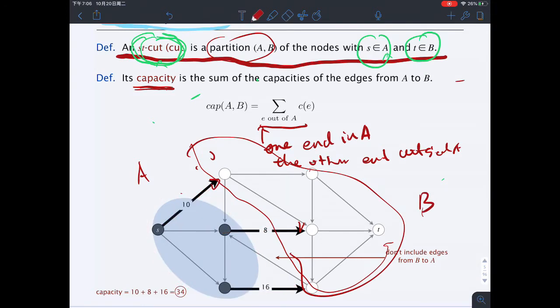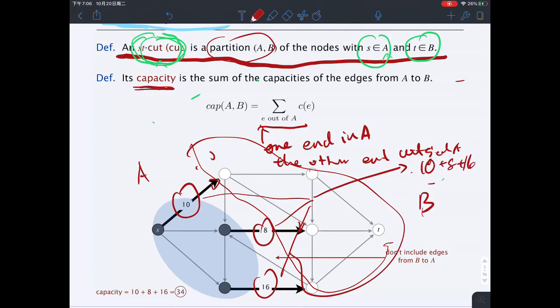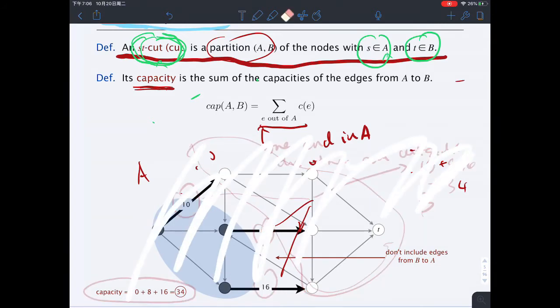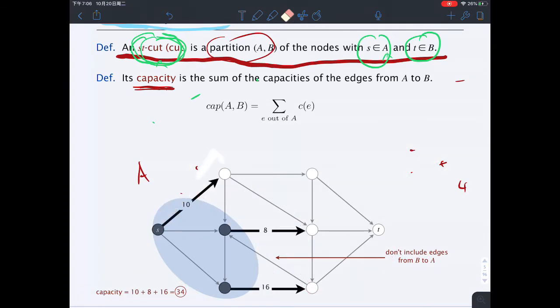All these three edges are coming out of A, for this particular case. This is A and this is B, and this is B here. The capacity is really just that if I look at all these numbers, I can sum them up. This is my capacity. This is 10 plus 8 plus 16, which is 34. This is what's written over here. So that's the capacity.